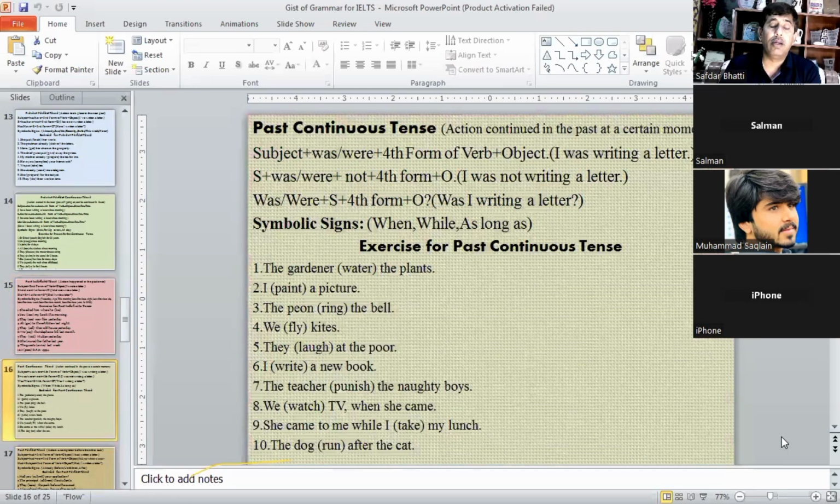Okay. Now we would like to move towards the past continuous tense. It tells us about the action continued in the past at a certain moment. The structure is subject, was/were plus fourth form of a verb and object. I was writing a letter, I was not writing a letter, and was I writing a letter? Symbolic signs are when, while, and as long as.